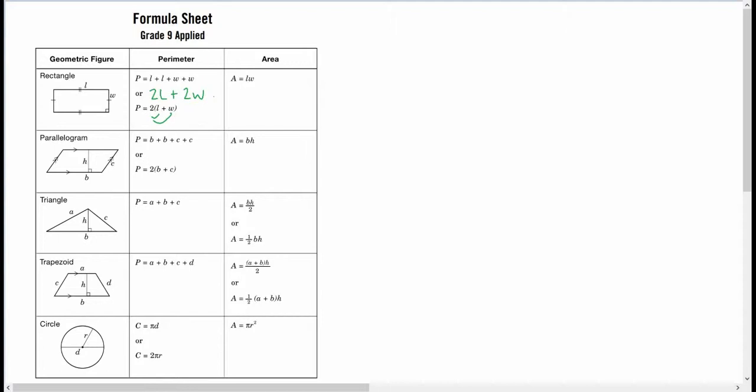This only works if you're doing the perimeter of the whole entire rectangle. Some questions might only have half the rectangle, 3 sides of the rectangle. You have got to pay attention. For the area, it's simply the length times the width.